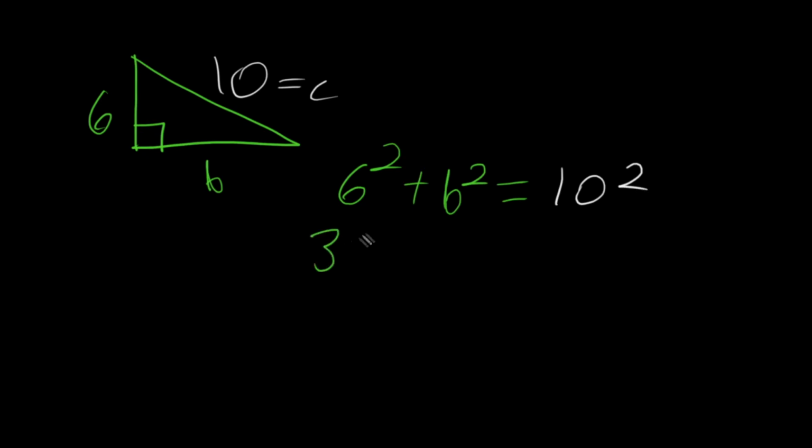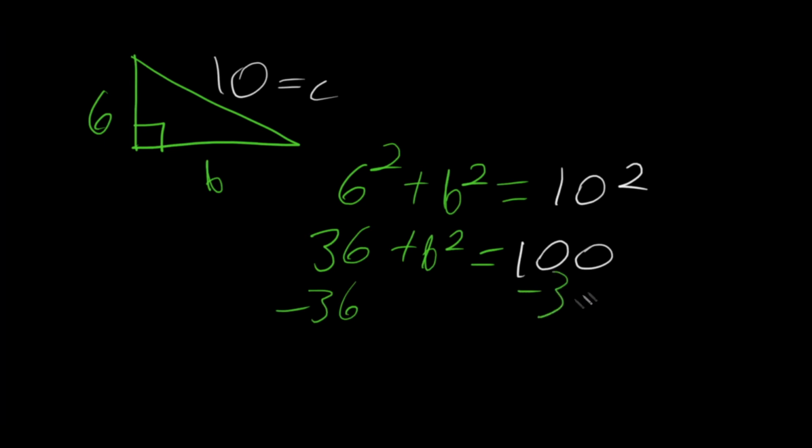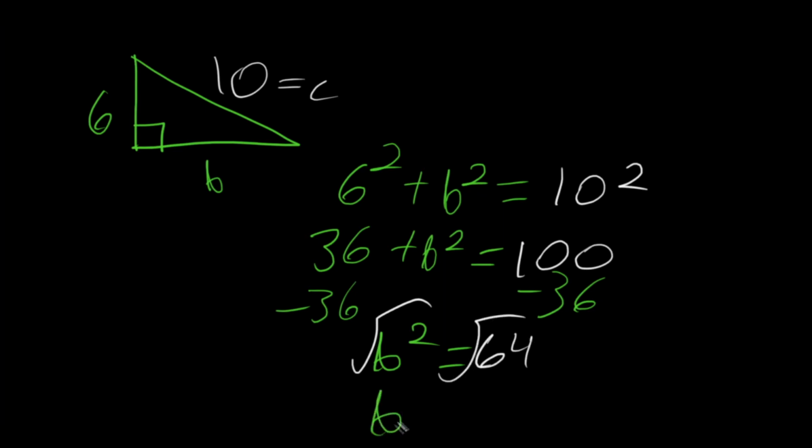So here we have 36 plus b squared is equal to 100. And now we'll just use basic algebra to solve for b squared. We want to isolate b squared. To do that, we'll need to subtract 36 from both sides. We end up with b squared is equal to 64. And to get b alone, we'll need to square root both sides. And now we have b is equal to 8.